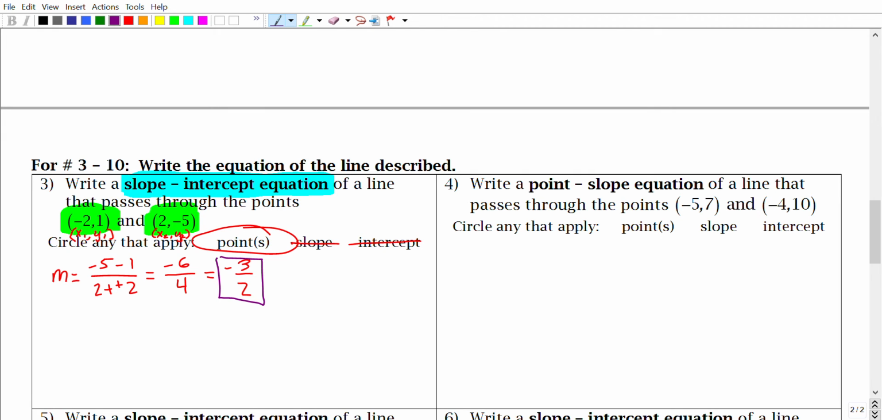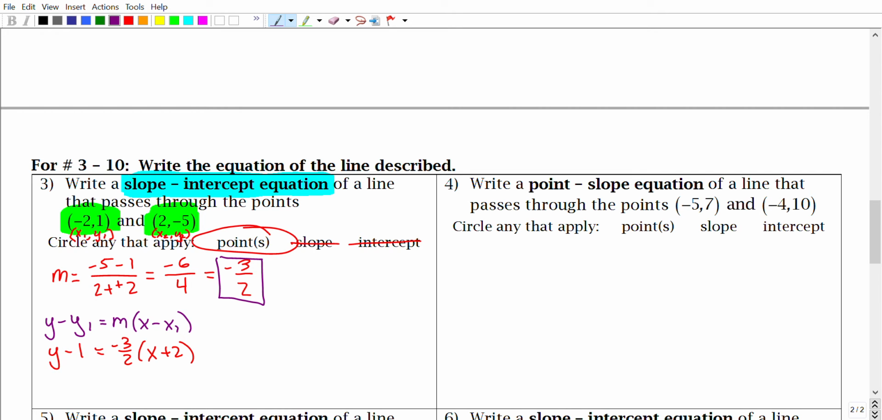Okay, I have my slope. Now what do I need? I need a point slope form. So I need a y minus y1 equals m times x minus x1. So what does that mean? I have to choose one of the points. And just to keep it consistent, I do have an x1, y1 already, so I'm going to go ahead and use that point. Okay, so let's go ahead and write our stuff in. So we get y minus, my y1 is a 1, equals -3 halves, x minus a -2, which is now a +2.